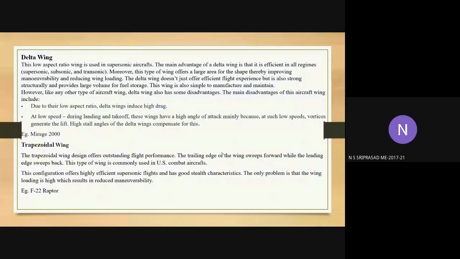A delta wing is like a triangular wing. When you see it, it is not like a commercial wing at all. The main advantage of a delta wing is that it is efficient in supersonic, transonic, and subsonic flight. Can you tell me an example of this? I'm telling you, it looks like a triangle. Tejas. Who said that? Parthasarathi. Yes, good. Tejas is one, definitely correct.